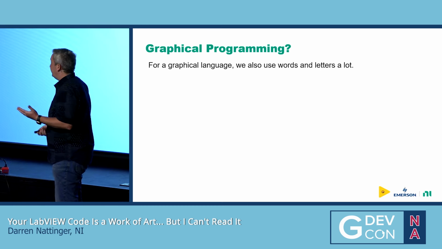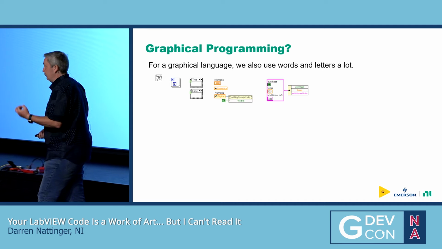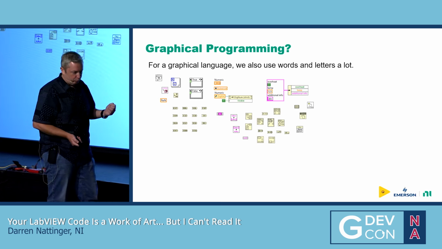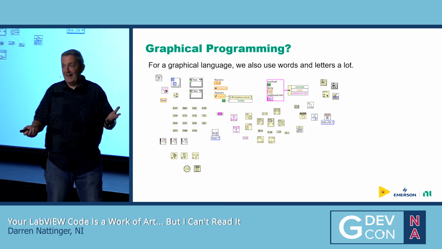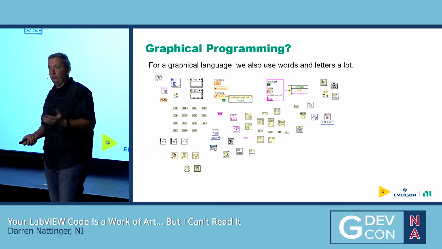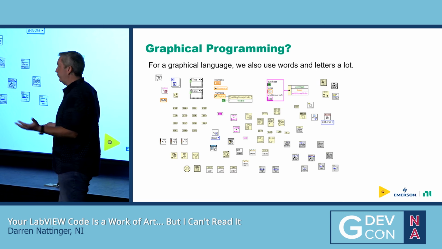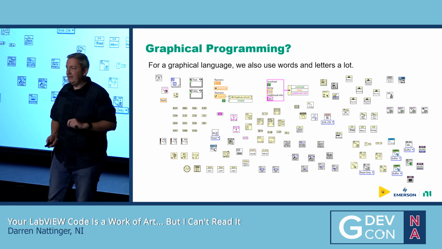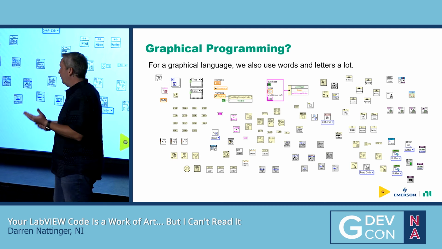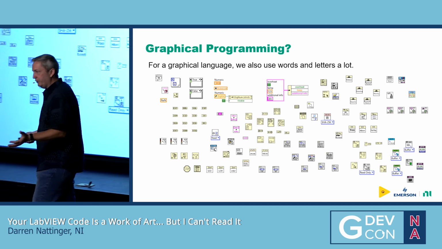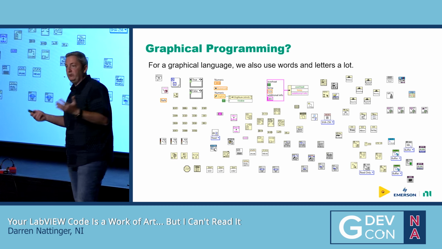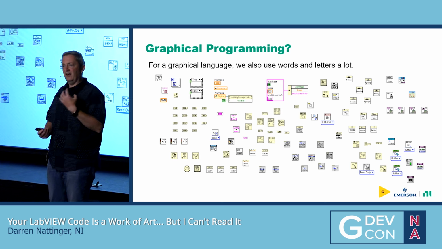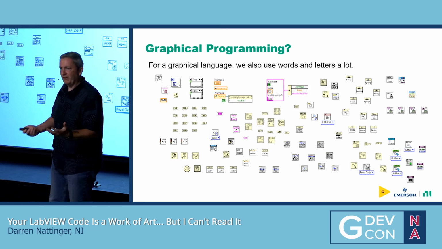Well, the thing is, in our graphical language, we also really like to use words and letters in addition to these symbols. If you're working with clusters, you're using the names of the elements in the cluster to figure out what to do. All the property nodes and invoke nodes in VI Server, those are text, those are names. Every single TDMS function has the letters TDMS on the top of it. So in our graphical language, we use a lot of symbols, we use a lot of letters, we use a lot of words. And sometimes people have a negative reaction to the idea that there's a lot of words on our block diagrams or a lot of letters.